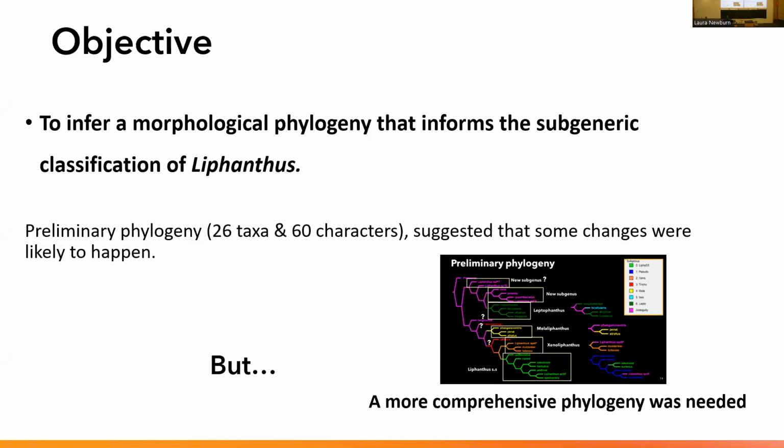This lack of placement for some of the species has led me to my objective, which is to infer a morphological phylogeny that sheds light on the subgeneric classification of Liphanthus. Back in 2021, I did a preliminary phylogeny that, even though exploratory, suggested that some changes were to be made. However, there were still a lot of questions, and it was clear that a more comprehensive phylogeny was needed. That is the work I was doing this spring and summer.